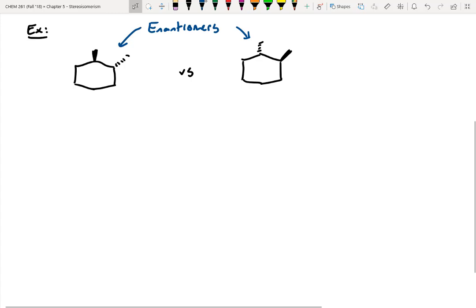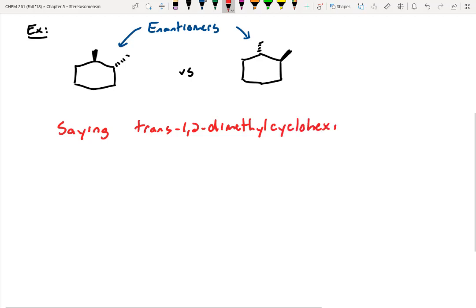It doesn't tell you which enantiomer you have, right? So let's make a note of that. So saying trans 1,2-dimethyl cyclohexane is ambiguous.